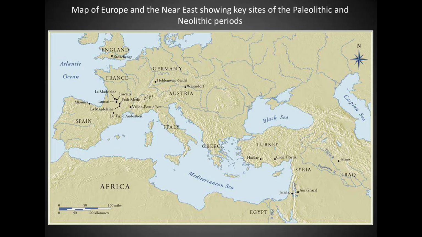Key sites of the Paleolithic and Neolithic periods are found in southern France and northern Spain. But we also found artifacts in Asia and Africa. New discoveries cause archaeologists to reevaluate their previous findings and assumptions.